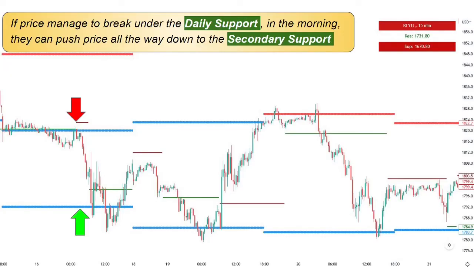For every trading day, the first 30 minutes from 9:30 a.m. until 10 a.m. is a very important time.